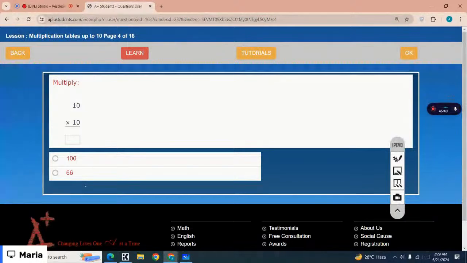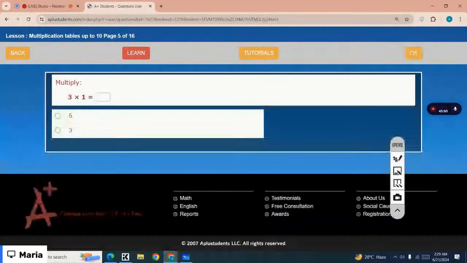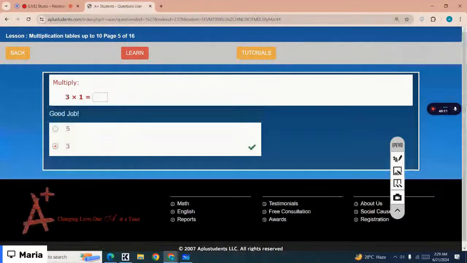Ten times 10 is 100. The correct option is 100. 3 times 1 is 3. The correct option is 3. 3 times 1 is 3. You can just refresh the page. I think everyone can see my screen now.